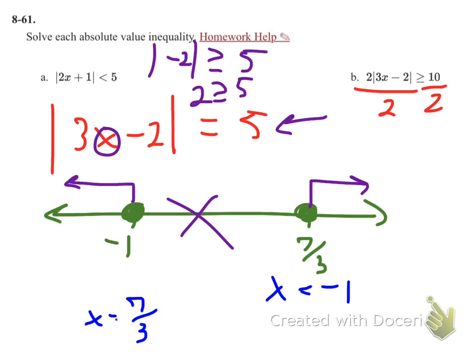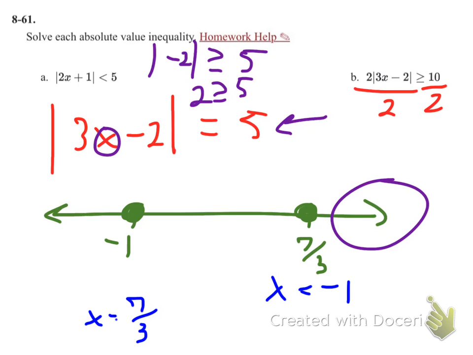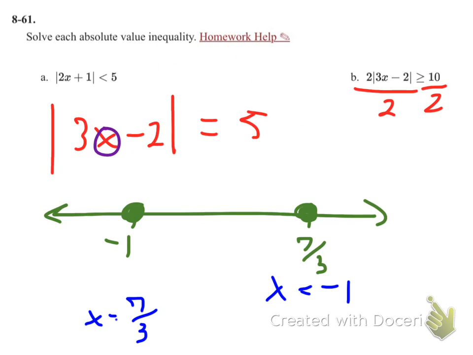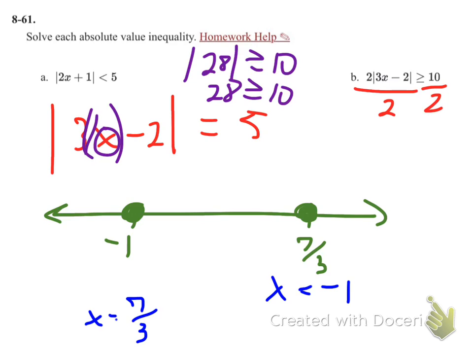I'm just going to double check. I'm going to pick a value on one of those sides. So I'm going to pick a value over here, and it could be anything over there. I'm going to try the value of 10. 10's a good number. It's far away. So now I'm going to multiply that by 10. So now I have 30 minus 2, which is going to be 28. Absolute value of 28. Is that greater than or equal to 10? And that is true. 28 is greater than or equal to 10. So my value over here worked out. So my answer is that way. The same will happen if I check over there.